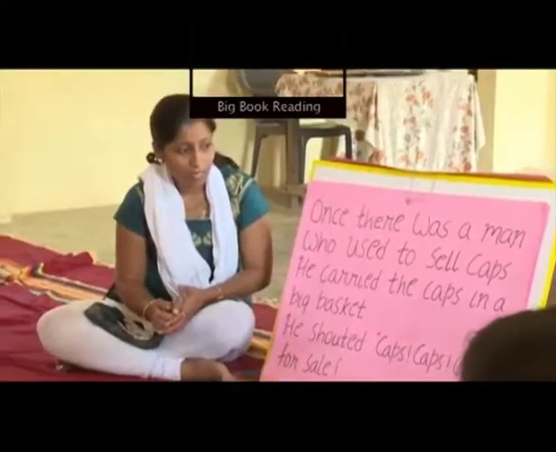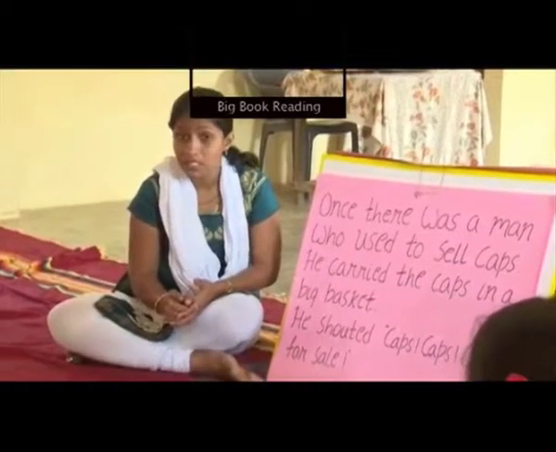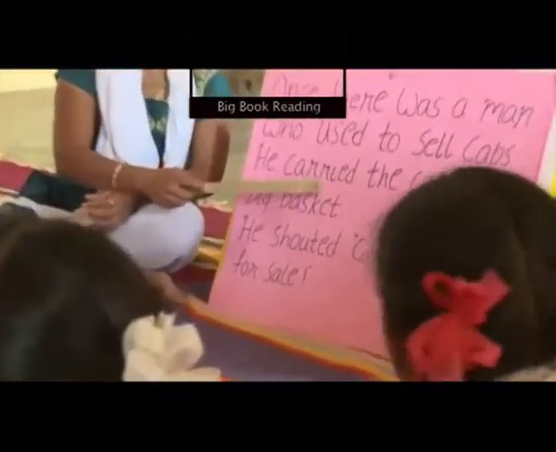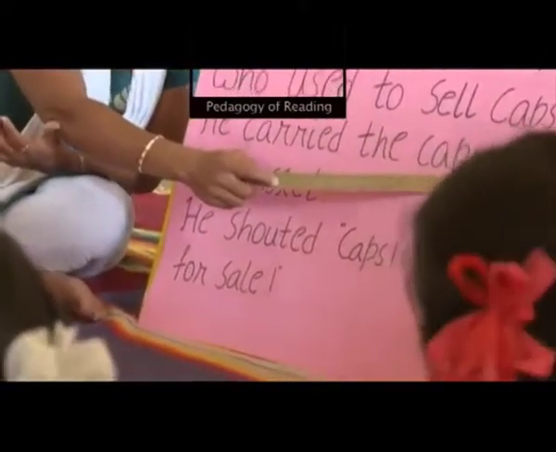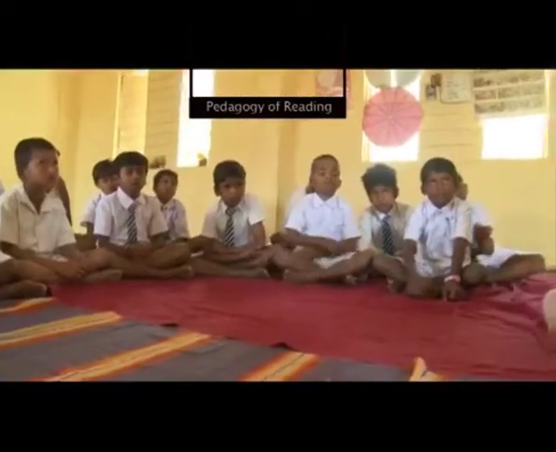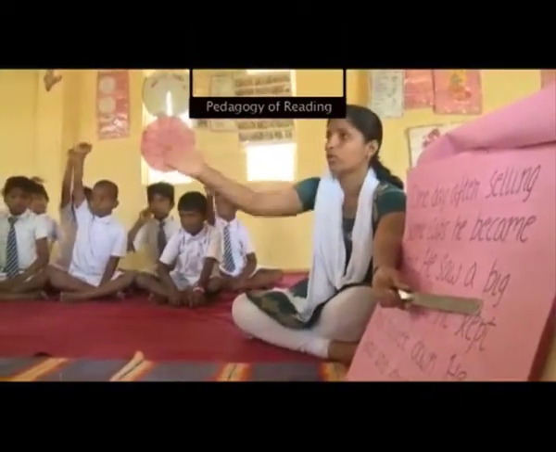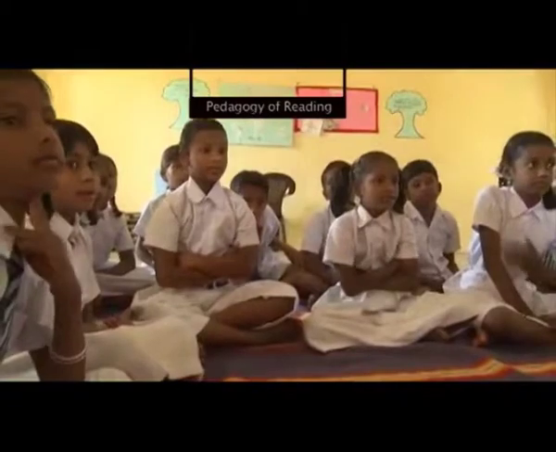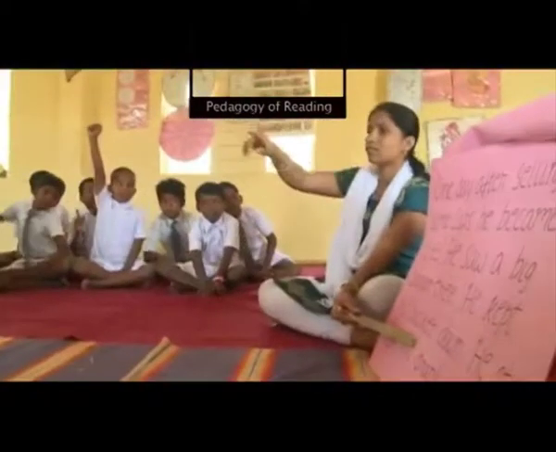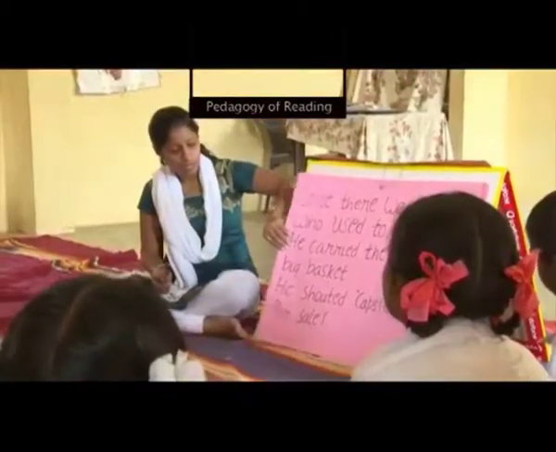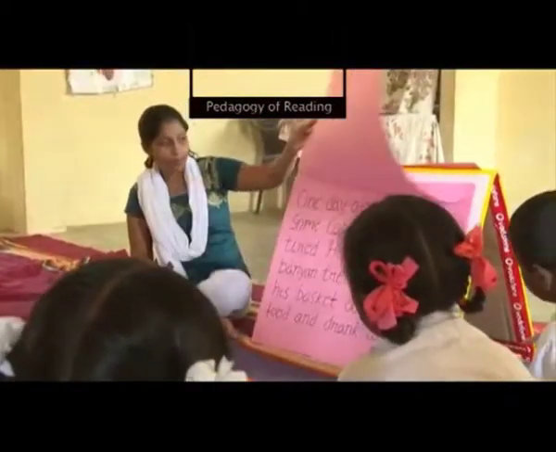Now, where is the word caps? Can you identify this one? No. This one? No. This one? Yes. Okay, will anybody say what is this? Big. Yes. Big. Raise your hands. Yes, you say. Big. Very good. What is this? Yes, you. Basket. Very good. Shall we go to the next part of the story?